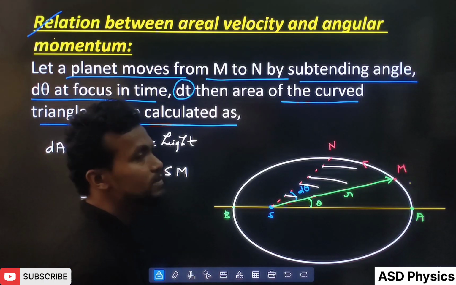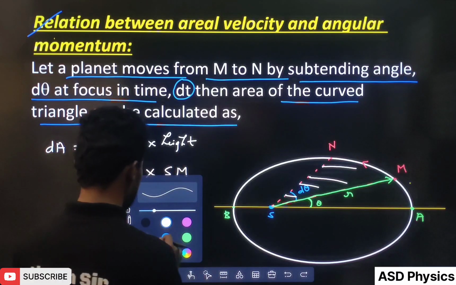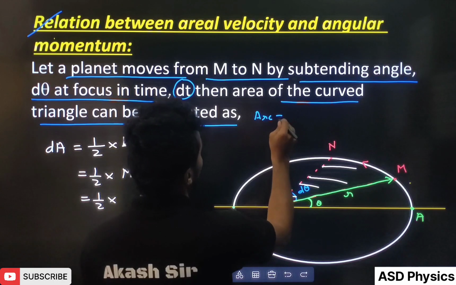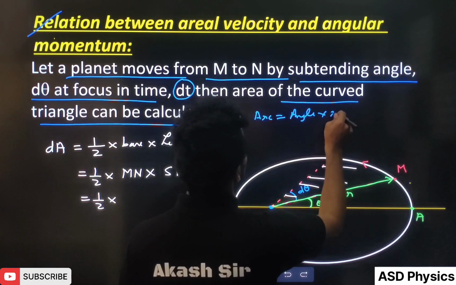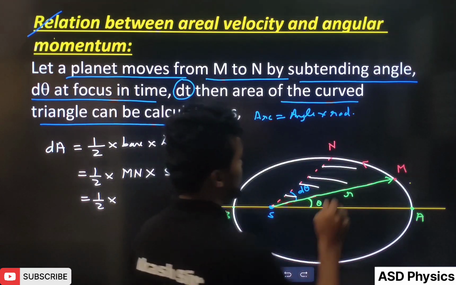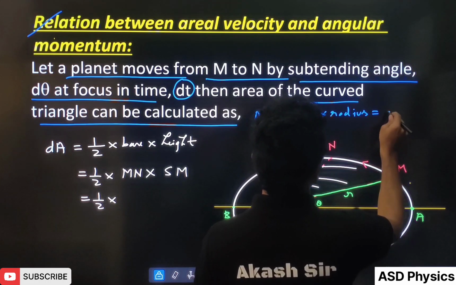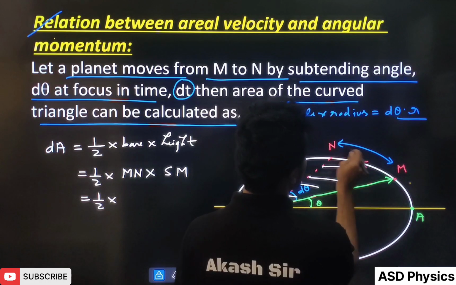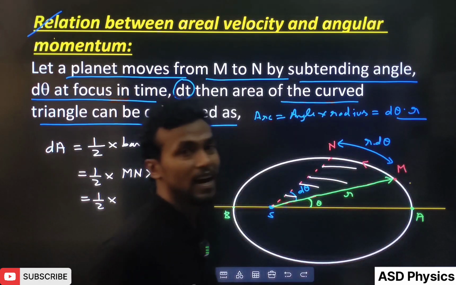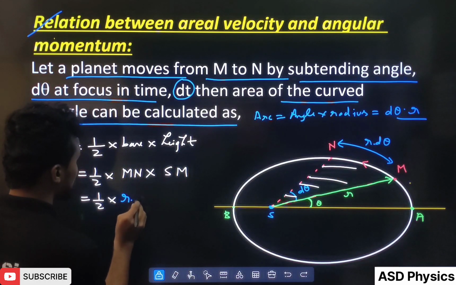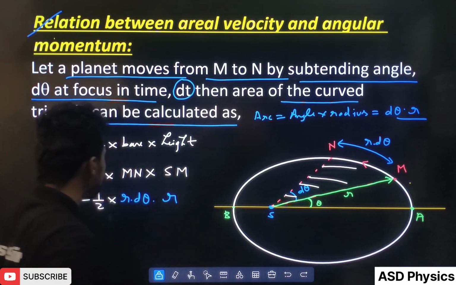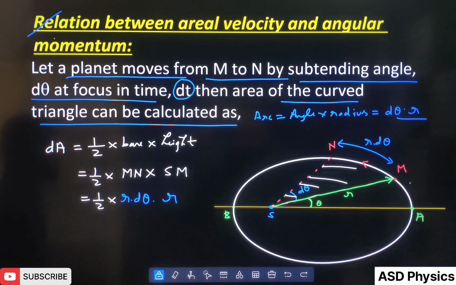So here, half. What is MN? You know very well, angle equals arc by radius. So arc means angle into radius. The angle is d theta, and the radius means r. So this distance will be r d theta. Let me write here: this is r d theta, and what is SM? This is r. So see very well, half r d theta into r. We have got the area of the curved triangle.